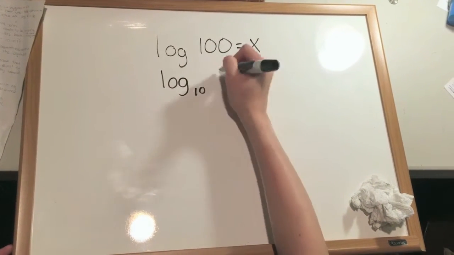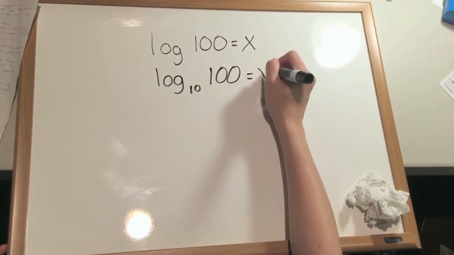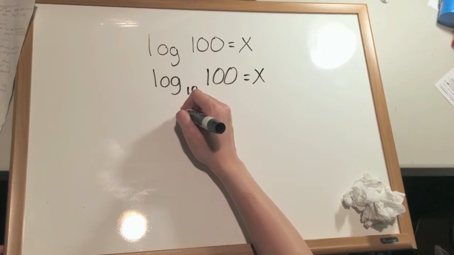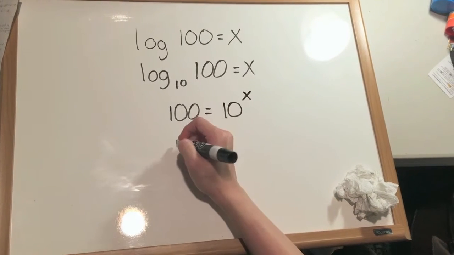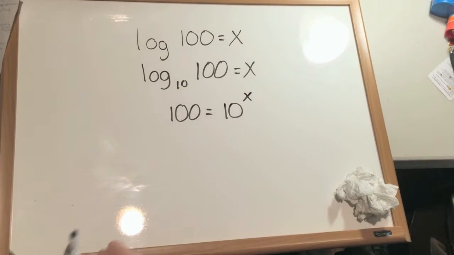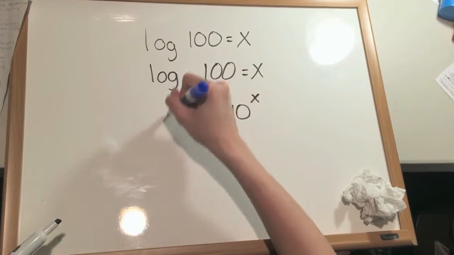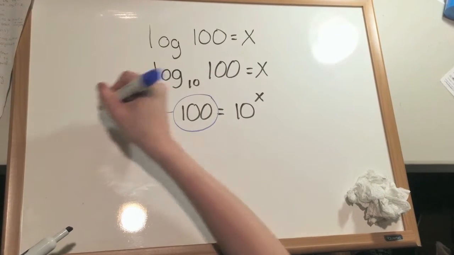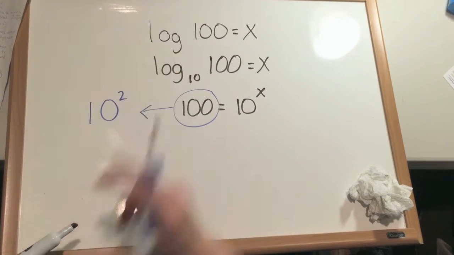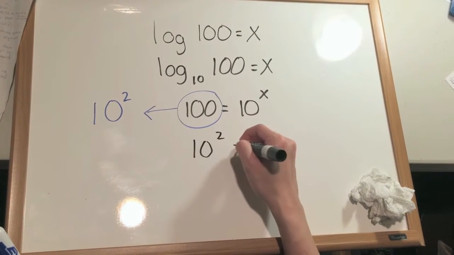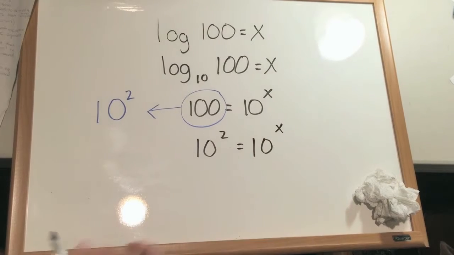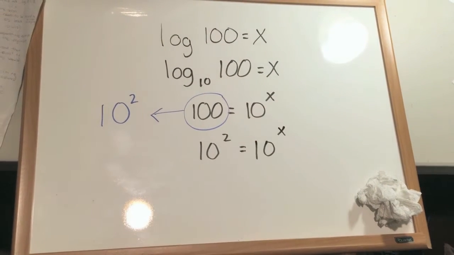We see that there is no base, which means that the base is assumed to be 10. Now, with the definition of logs, we can interpret this to be 10 to what power equals 100? And 10 squared is equal to 100. And from that, we convert 100 into 10 squared is equal to 10 to the power of x. And from there, we can conclude that the logarithm is 2.